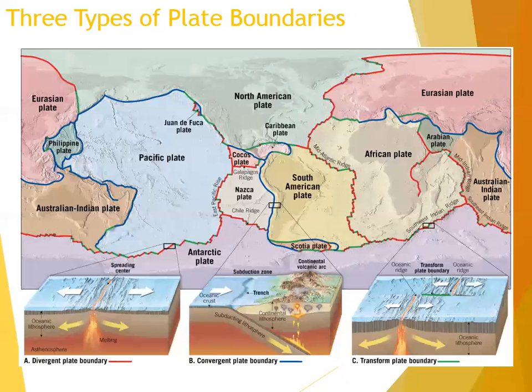They're just sliding past each other. So there's no net loss or creation of crust at these areas. Divergent makes up about 40% of our boundaries. Convergent makes up another 40%. And transform makes up about 20% of our plate boundaries. So we're going to look at each of these in some more detail with examples.